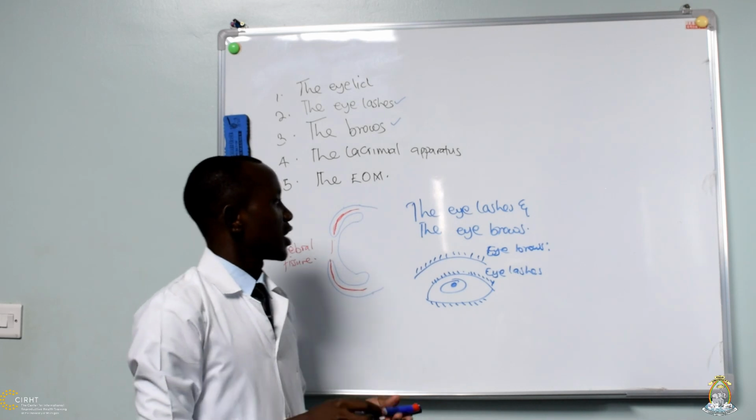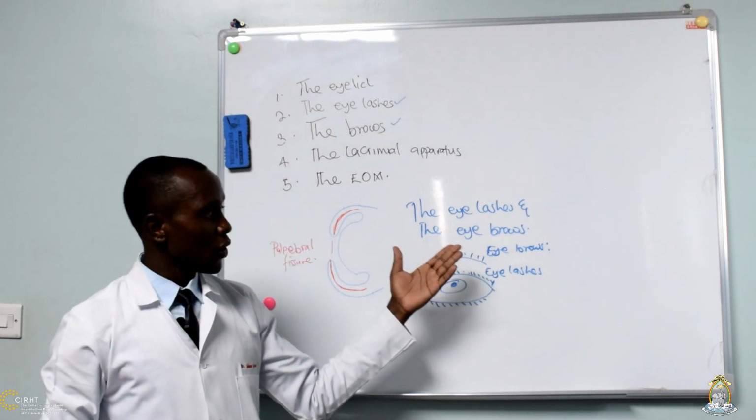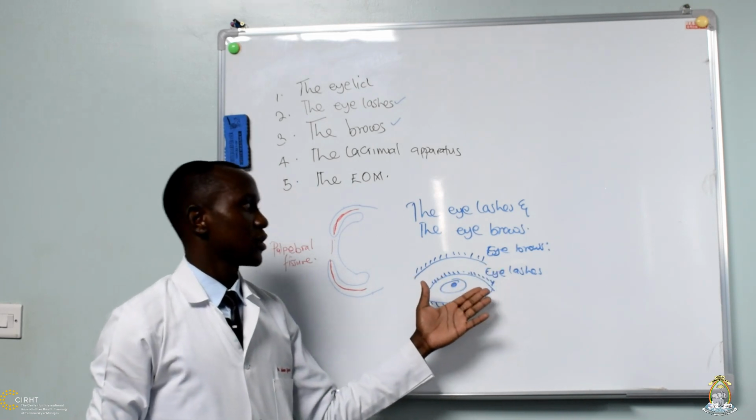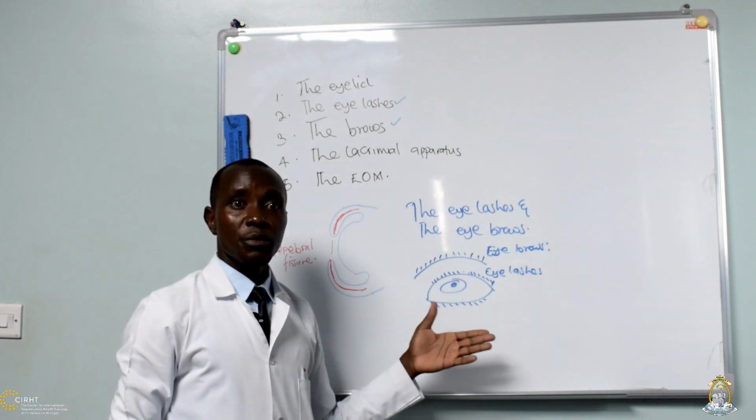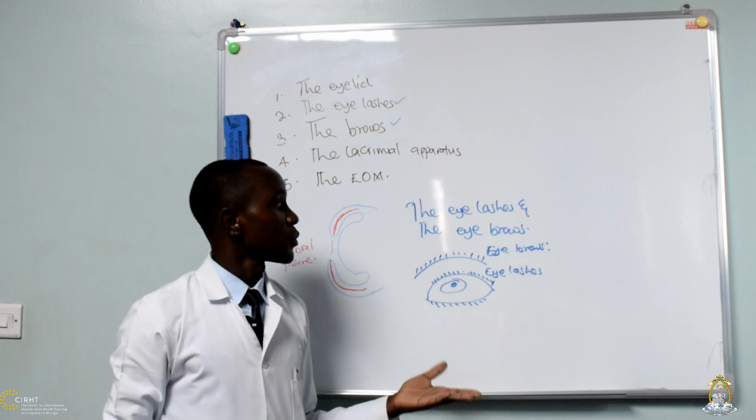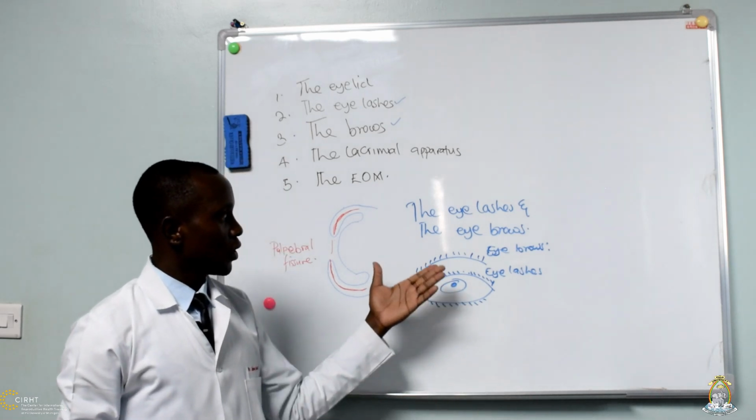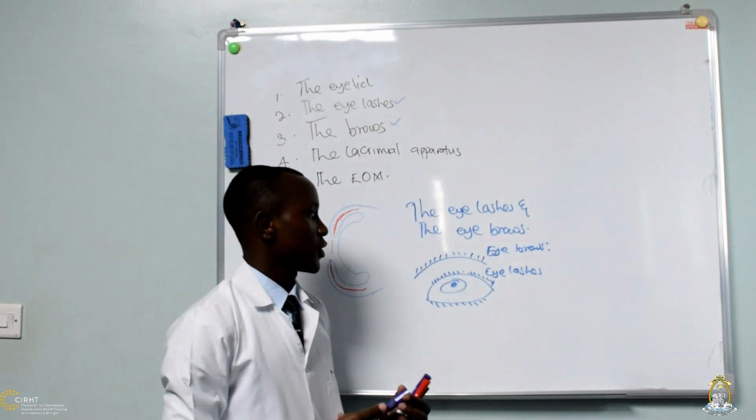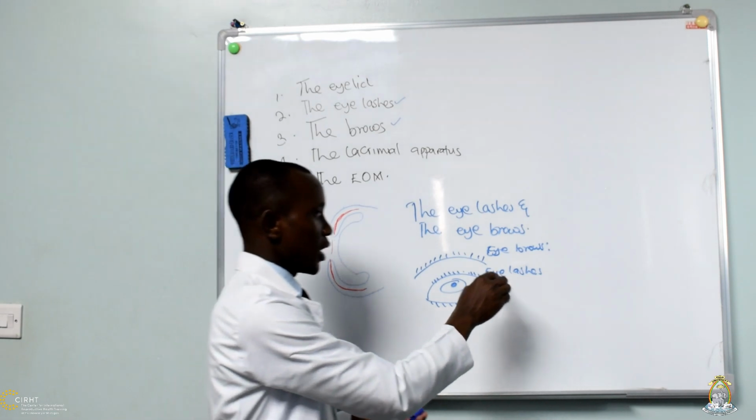Both the eyelashes and eyebrows are very important because they protect the eye from injury and other particulate matter like dust, and they also prevent perspiration and direct sun rays from entering the eye. So these structures, the eyebrows and eyelashes, are very important because of the above functions.